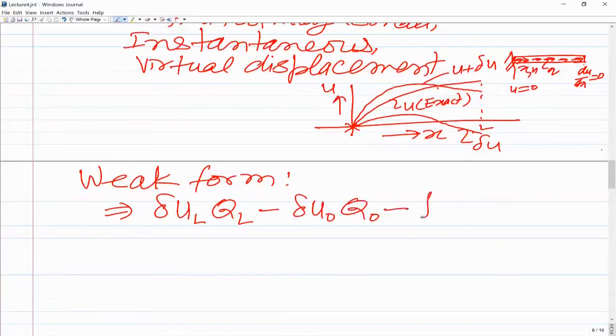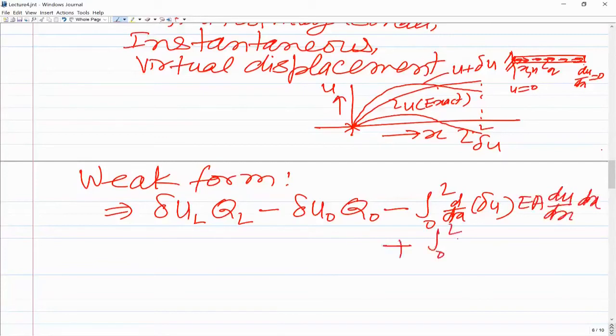Minus we have this integral 0 to L, and then we have d(w)/dx, and w is delta u, so we will have d/dx of delta u, and then we have EA into du/dx into dx, and plus we have the last term, integral 0 to L of w into q dx. w is delta u, so we get delta u q dx, and this is equal to 0.